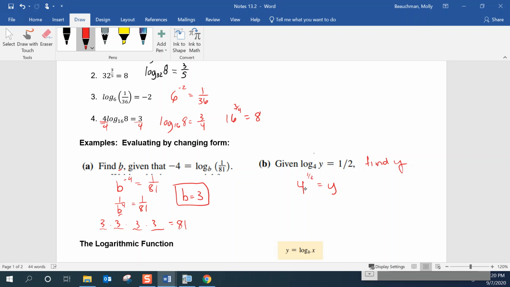Or if you remember from somewhere that if you have a fractional power, a to the power n divided by m is the mth root of a to the n. So this is the square root of 4 to the power of 1. And the square root of 4, where we usually don't write the second root, is equal to 2.